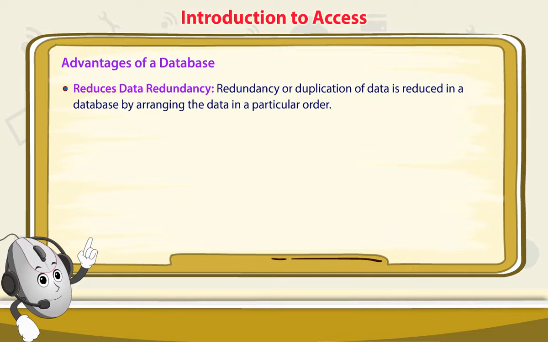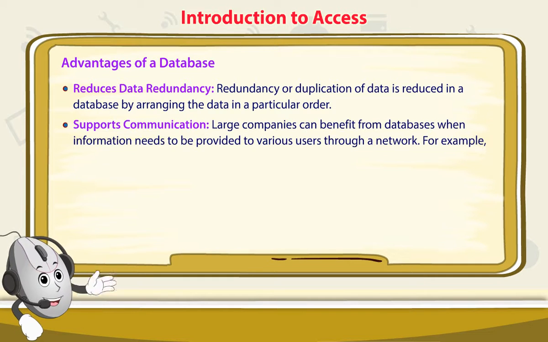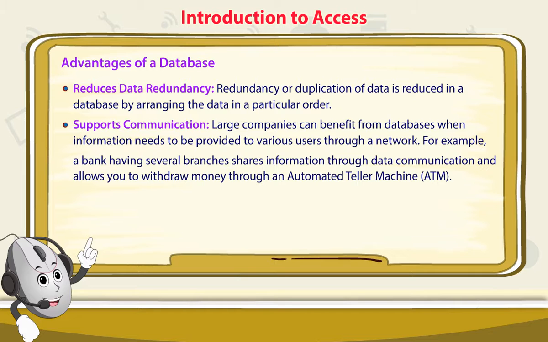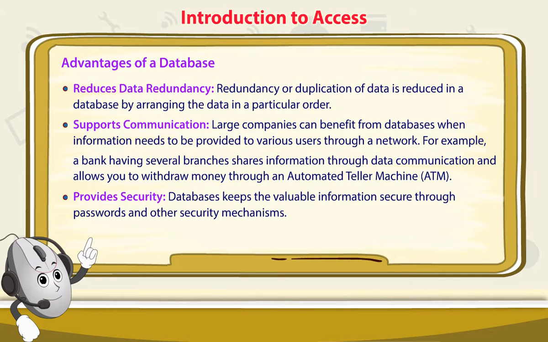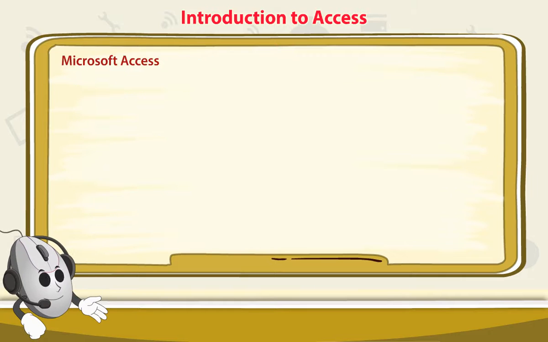Reduces data redundancy. Redundancy or duplication of data is reduced in a database by arranging the data in a particular order. Supports communication. Large companies can benefit from databases when information needs to be provided to various users through a network. For example, a bank having several branches shares information through data communication and allows you to withdraw money through an automated teller machine, ATM. Provides security. Databases keep the valuable information secure through passwords and other security mechanisms.